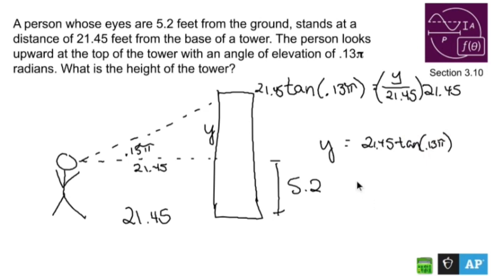The height of the whole tower is found by calculating 21.45 tangent 0.13 pi. But then on top of that, there's the fact that this guy is 5.2 feet off the ground. So I'm going to add 5.2 to that. And that will give me the height of the tower if I type it all in one fell swoop.